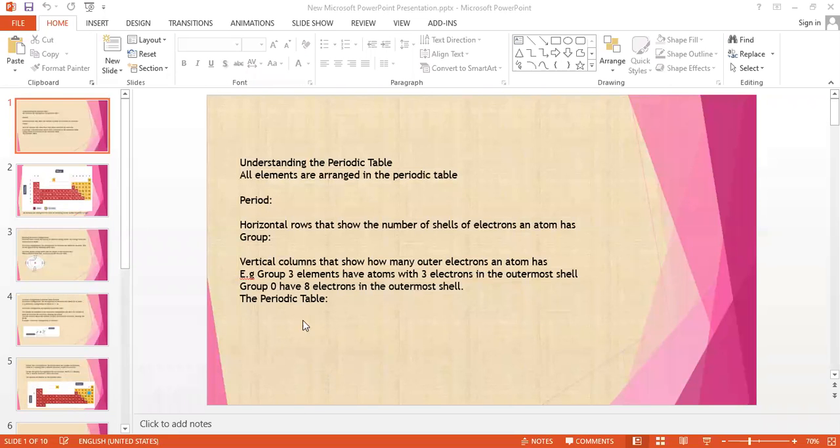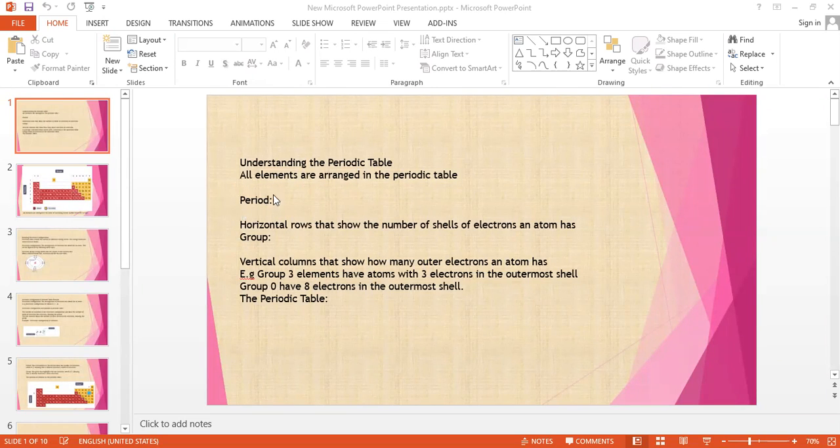So today I am going to start the O-level class in chemistry, and today's topic is the periodic table. Understanding the periodic table means understanding how all elements are arranged in it: hydrogen, sodium, potassium, rubidium, cesium. There are different types of elements arranged in the periodic table. So at first you have to know what the periodic table is.